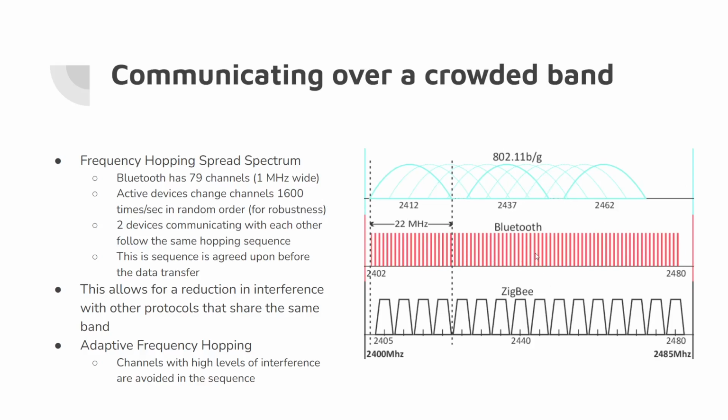So there's Wi-Fi, there's Bluetooth, there's Zigbee, there's actually others. So there's a lot of traffic that's happening on this band. So the idea is to allow traffic on this kind of crowded band without significant interference.